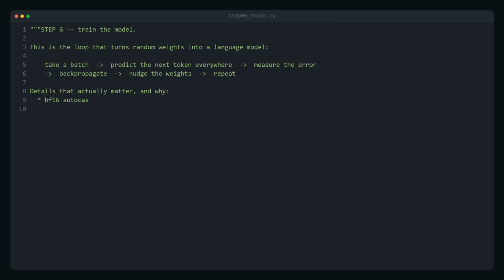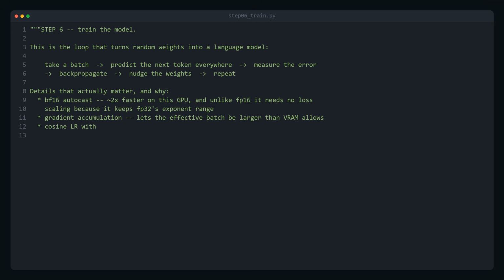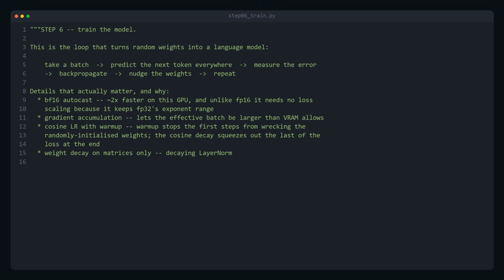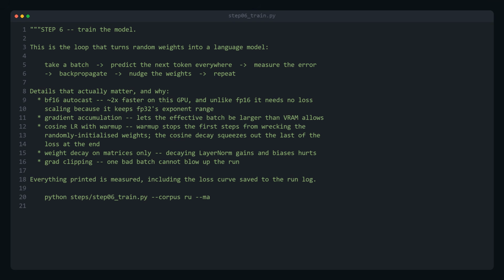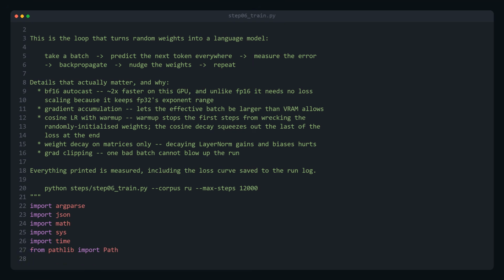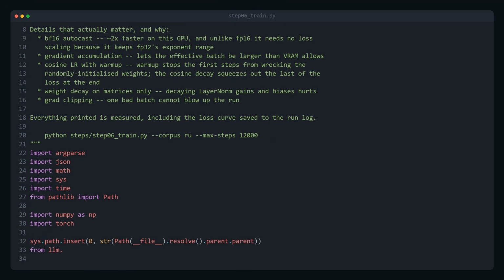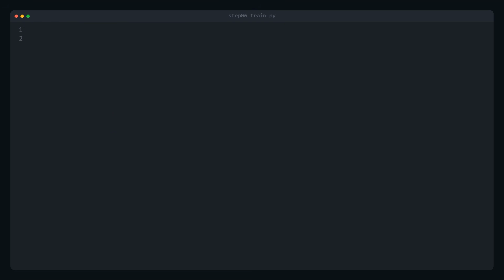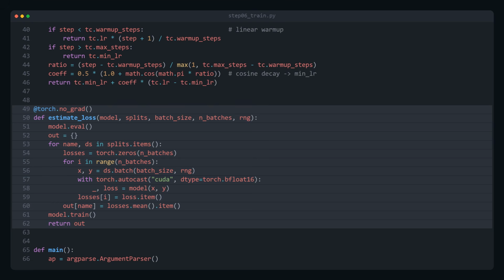Take a batch, predict the next token at every position at once, measure the error, compute gradients, and nudge the weights. That is all of training. We compute in BF16, twice as fast, and unlike FP16 it needs no loss scaling, because it keeps the exponent range of ordinary float. Gradient accumulation lets the effective batch be larger than memory allows.